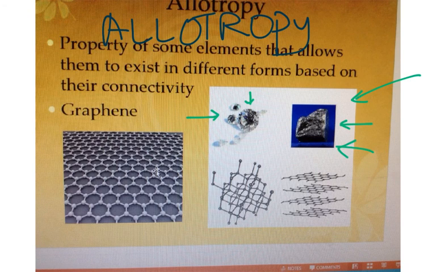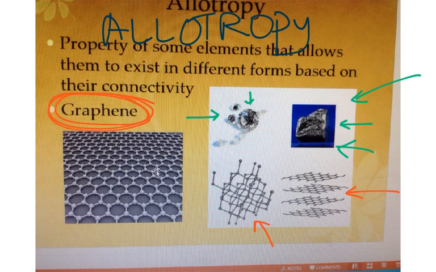That's what allotropy is. It's the property of some elements that allow them to exist in different forms based on how they're put together. So the carbon in diamonds is put together like that. Cool little weird grid. In graphite, it's kind of these more flat sheets that are all piled up. And if you ever looked really close at a pencil, you can appreciate that.